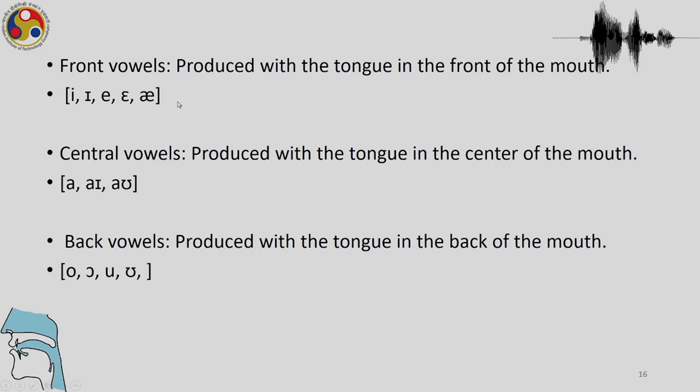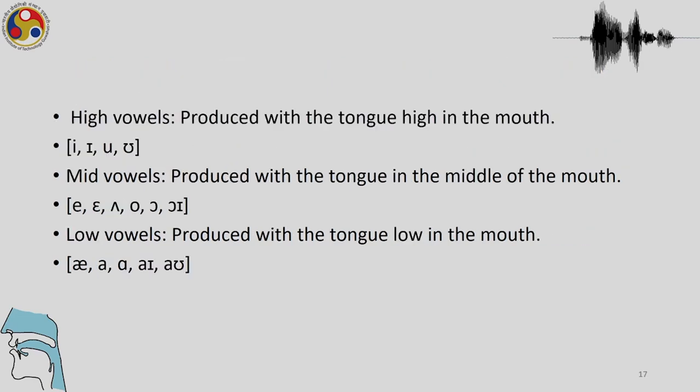When you have a narrowness in the front cavity, then you have the front vowels. And then you have the central vowels, which will be produced because of the narrowness in the center of the vocal tract, and then you have the back vowels, which is because of the narrowness at the back cavity. So essentially, these vowels are distinguished because of the narrowness that they create in the different cavities. Now, of course, as we have studied, this is not the only characteristic of vowels. There are others as well.